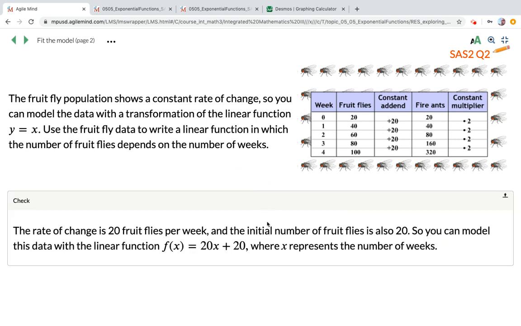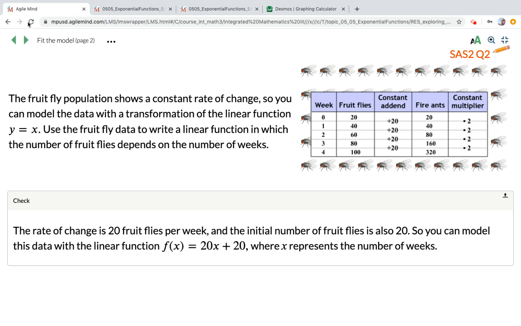All right, so for my fruit flies, I started off with 20, and then I was adding 20 every week. So I did 20x plus 20, because 20 is where we started off, right, our initial value. And then because I kept adding 20 for every week that we kept this experiment going, I did 20x.